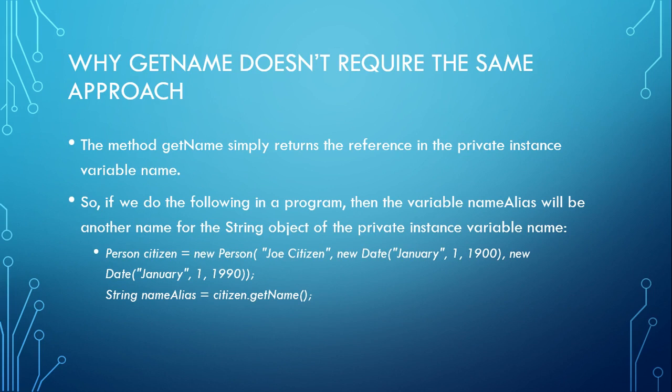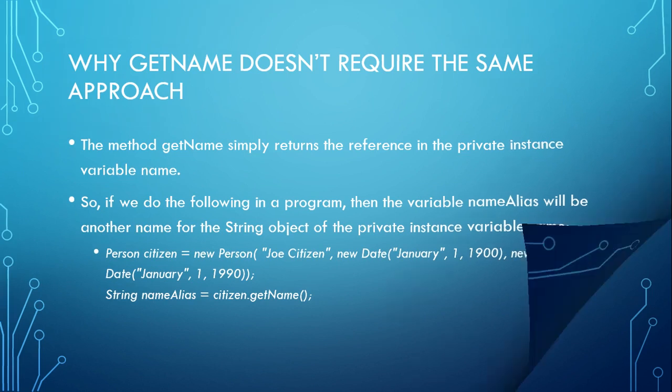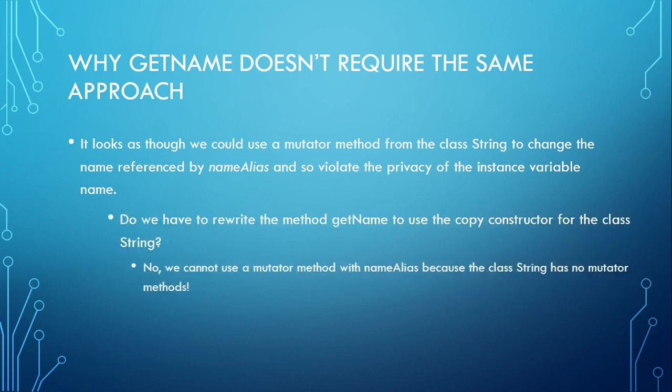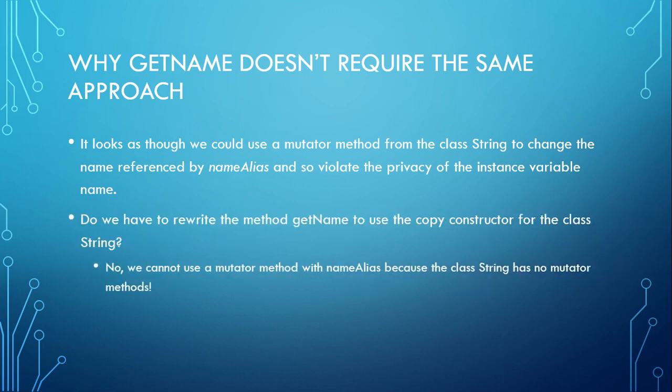Person citizen = new Person("Joe Citizen", new Date(January 1st, 1900), new Date(January 1st, 1990)); String nameAlias = citizen.getName(). It looks as though we could use a mutator method from the class String to change the name referenced by nameAlias and so violate the privacy of the instance variable name. But we need to ask ourselves, do we have to rewrite the method getName to use the copy constructor for the class String? The answer is no.